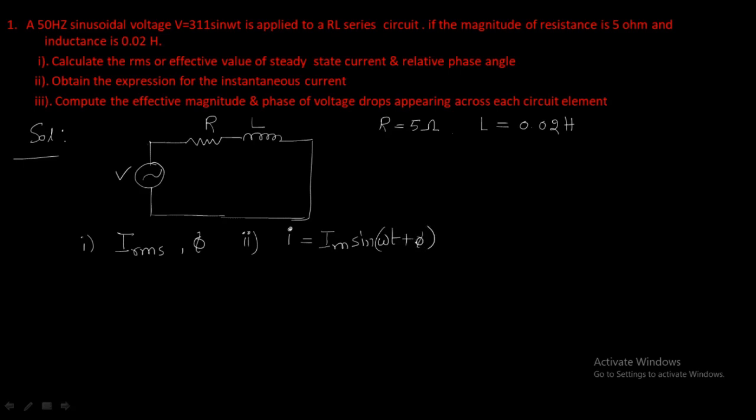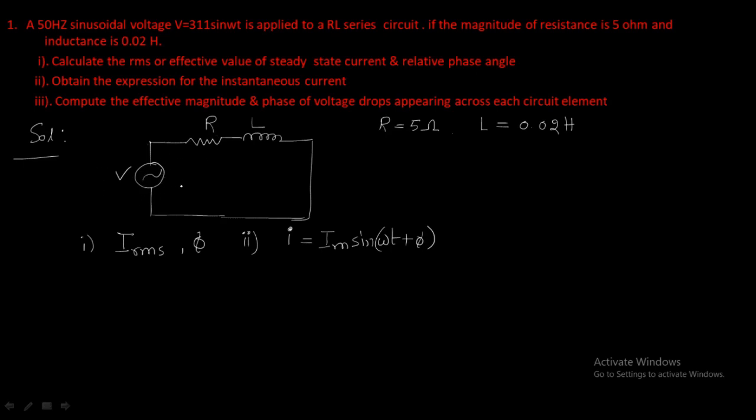Third, compute the effective magnitude and phase of the voltage drops appearing across each circuit element. He is asking to find out the effective value and phase of the voltage drops. That means each circuit element, meaning we have three elements. This is the active element, and these are the passive elements.